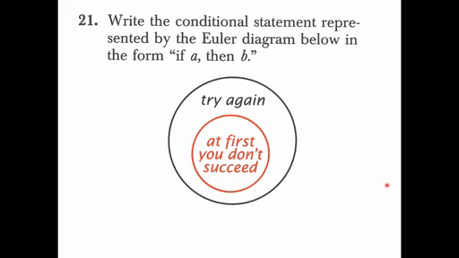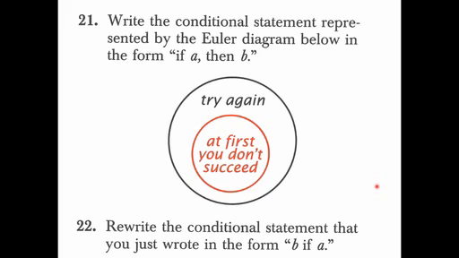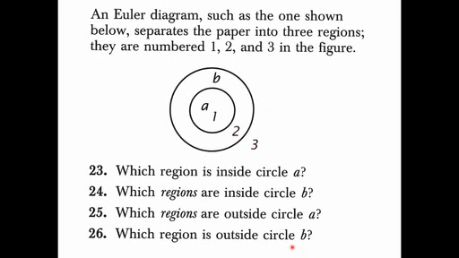So write the conditional statement represented by the Euler diagram below in the form if A, then B, and make sure you get the right A and B. Rewrite it in the form B if A. Not interchanging the hypothesis and conclusion, just writing the hypothesis at the end, the conclusion at the beginning.